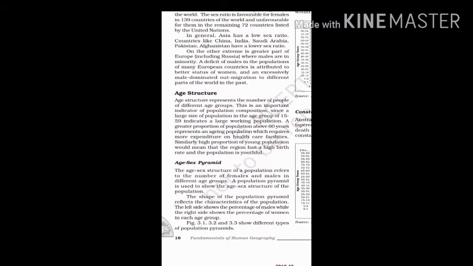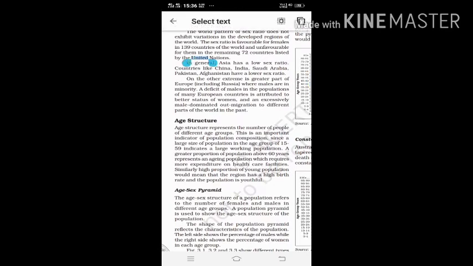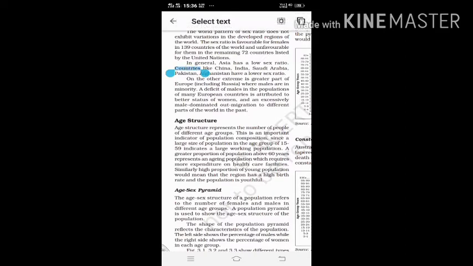In general, Asia has a low sex ratio. Countries like China, India, Saudi Arabia, Pakistan, Afghanistan have a lower sex ratio. Remember this one, it may come as a 1 mark MCQ question.